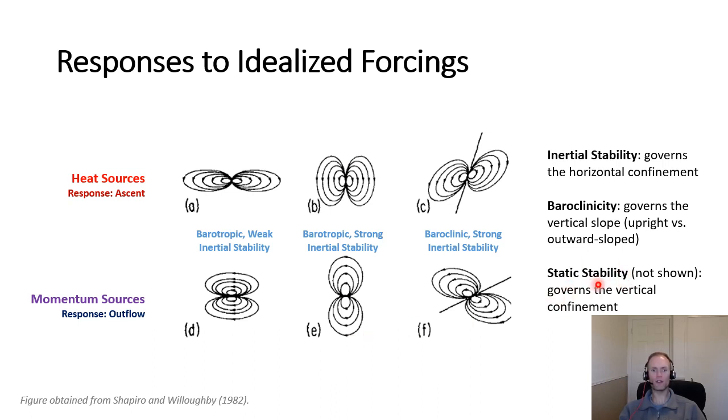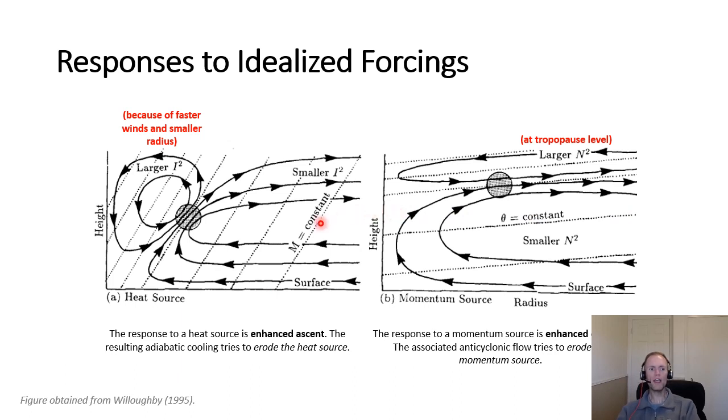Static stability that we don't show here governs that vertical confinement for any given inertial stability. And we'll look at that here in just a moment. So we can look again at these responses to idealized forcings. We have a heat source here at left and a momentum source here at right.